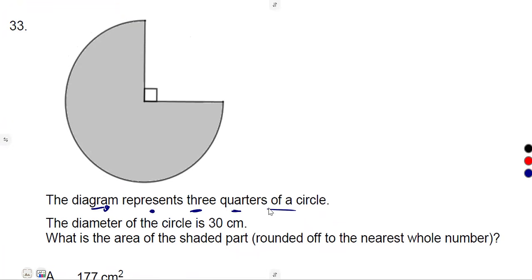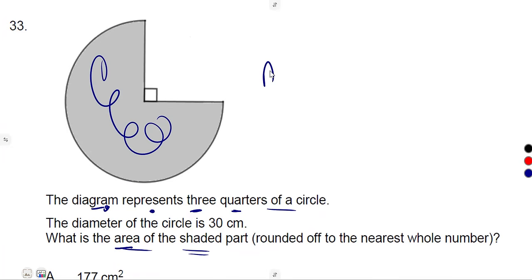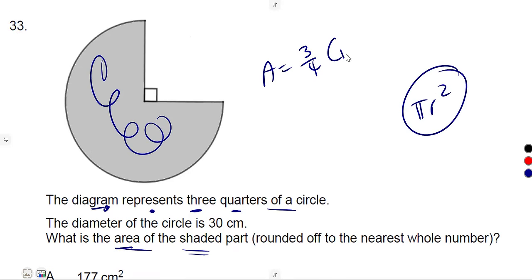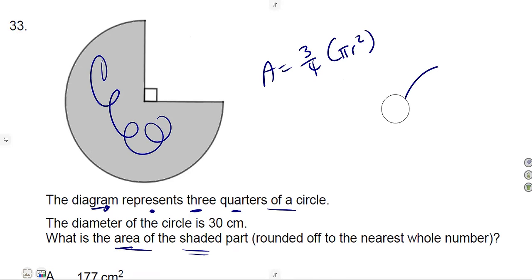Number 33, the diagram that we see here represents three quarters of a circle, the diameter being 30 centimeters. So what is the area of the shaded part, which is three-quarters of the circle? So the area is simply what? Three-quarters of a circle. The area of a circle is what? Pi r squared, just like that. You have your area there. It's three-quarters of the circle.